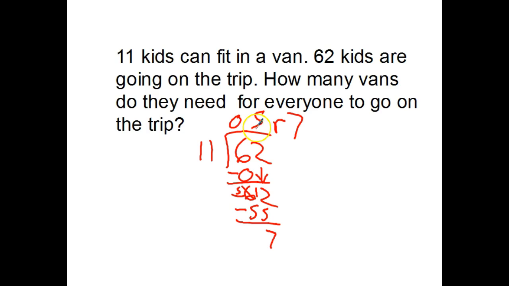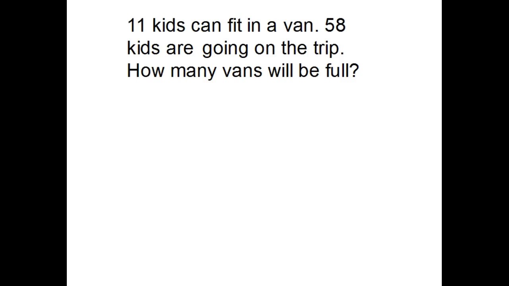Well, if you only get 5 vans, you got these 7 people right here who are just standing on the side of the road and they don't get to go on the trip. So we need 1 more van, so that's going to get us to 6 vans. This happens to be a quotient plus 1 problem.